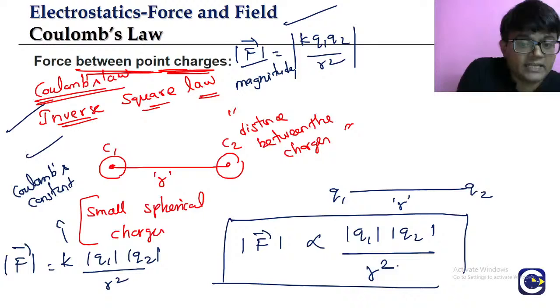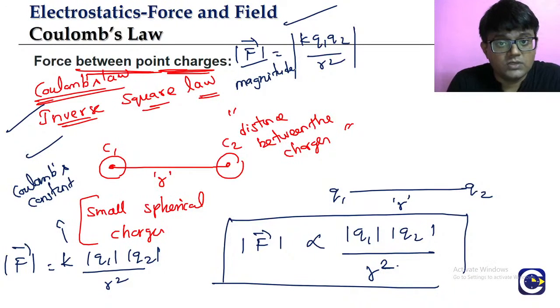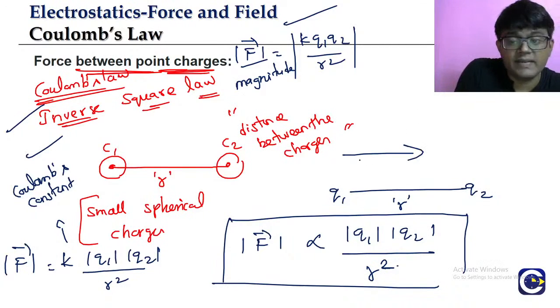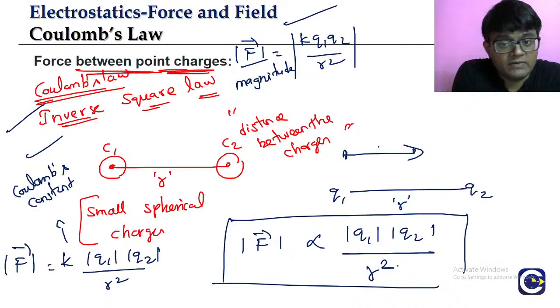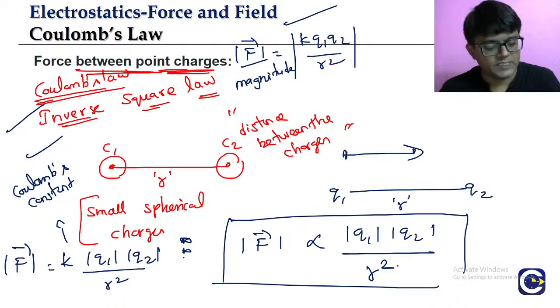Remember, any vector's magnitude will always be non-negative. Any vector can have a zero magnitude, but a vector magnitude cannot be negative. Why? Because we can represent a vector by a line segment, which means we can have a line segment of zero length, but we cannot have a line segment of negative length. So please note this. This is the Coulomb's law expression.